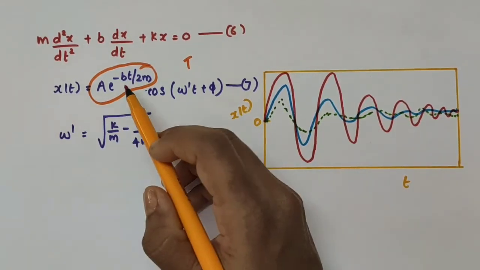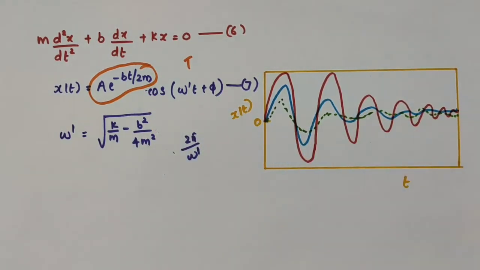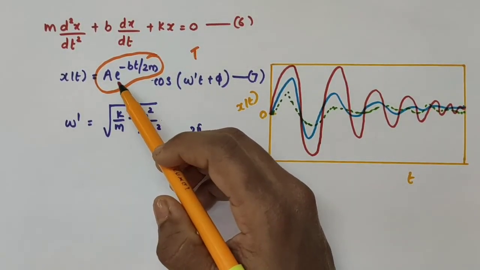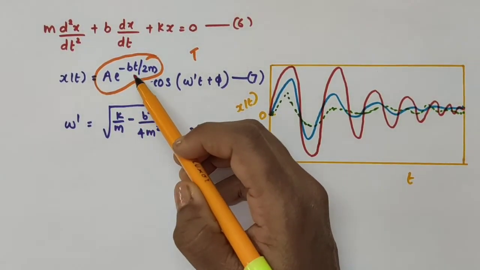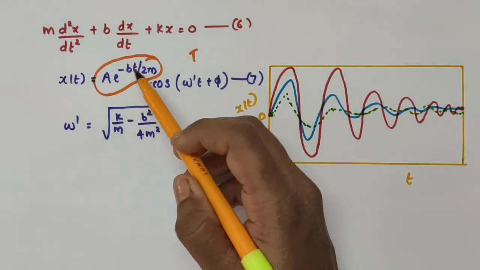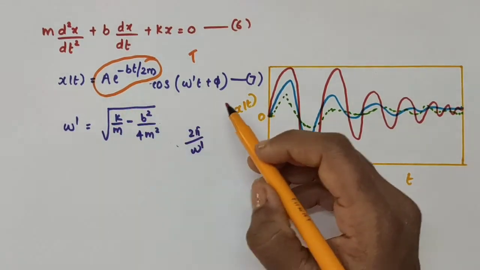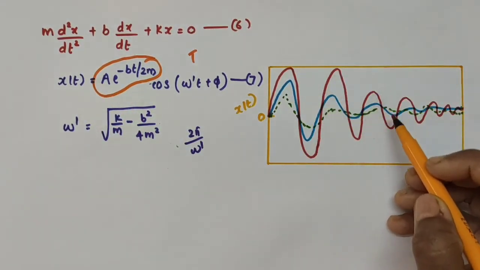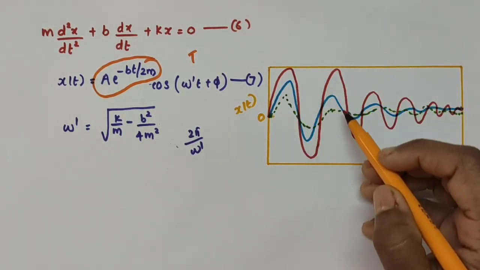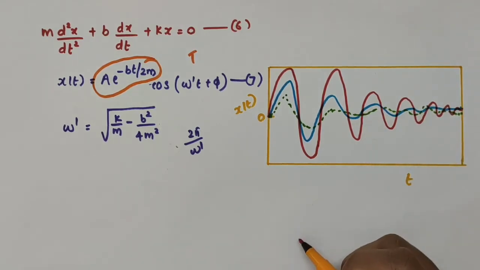See, this equation number 7 can be graphically represented like this. From equation number 7, we have the amplitude as A e raised to minus bt by 2m. This is an exponentially decreasing term. That is, the amplitude gradually decreases with time, and the oscillations die out with time. With greater damping, oscillations die out faster.